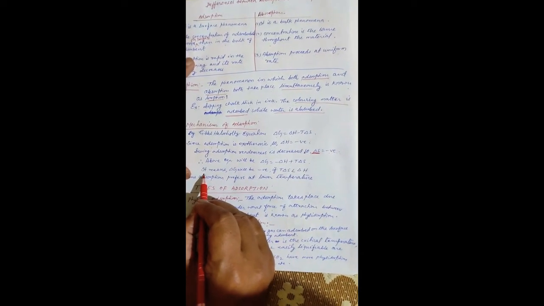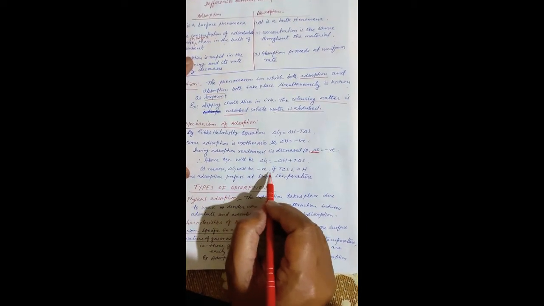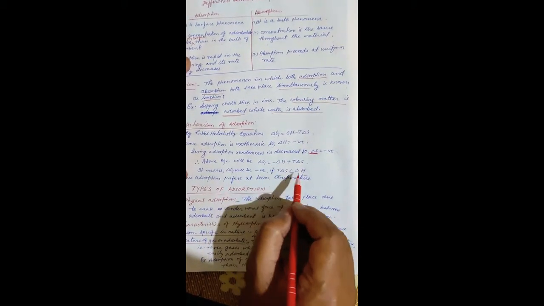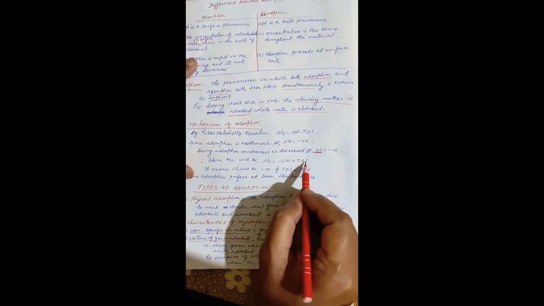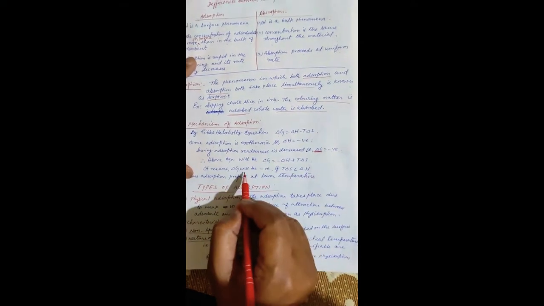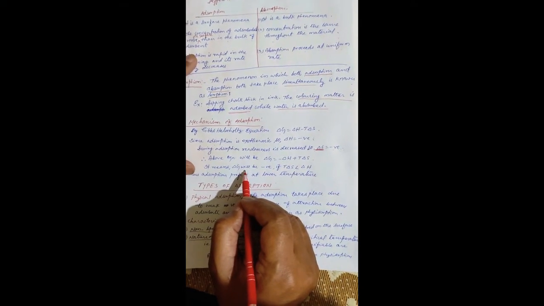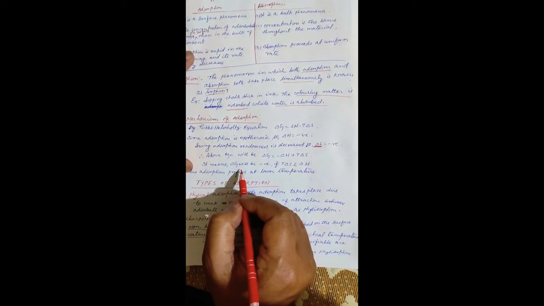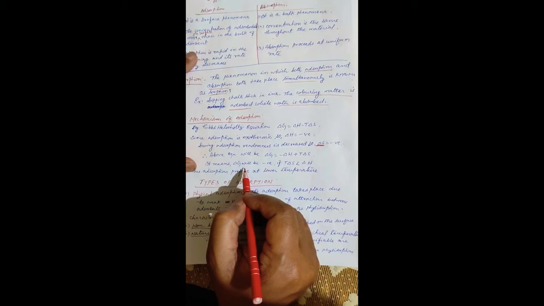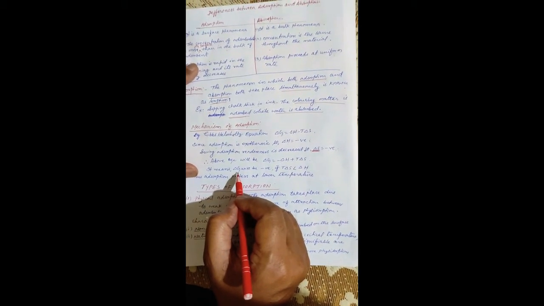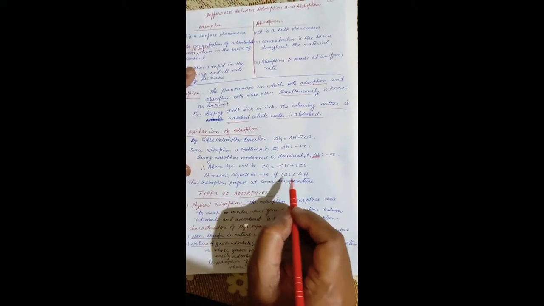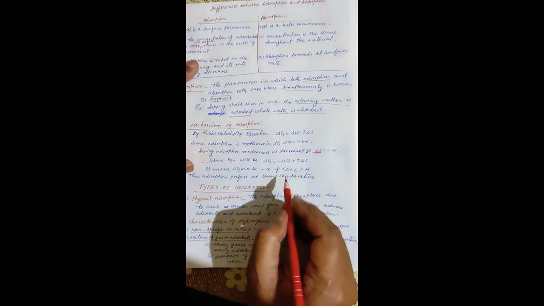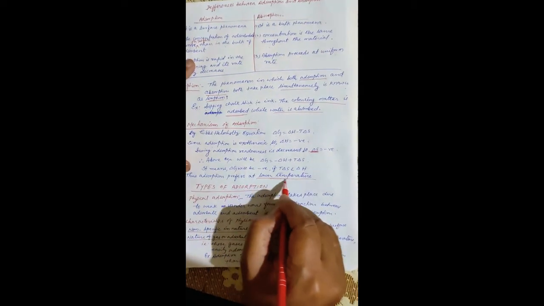So delta G will be negative if T delta S is less than delta H. T delta S is less than delta H only when delta G is negative, because already I have told you adsorption is a spontaneous phenomenon. It means it is spontaneous in nature. For a spontaneous process, delta G is negative. What we conclude here? It means adsorption is preferred at lower temperature.